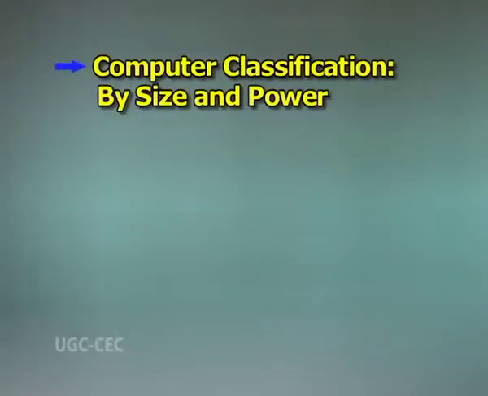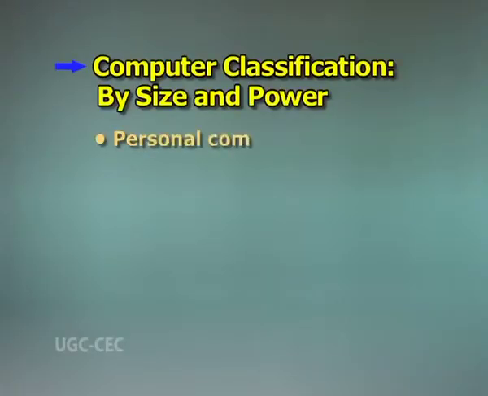Now we will discuss the classification of computers. Computers can generally be classified by size and power as follows, though there is considerable overlap. First is the personal computer. A personal computer is a small, single-user computer based on a microprocessor. It has a keyboard for entering data, a monitor for displaying information, and a storage device for saving data.